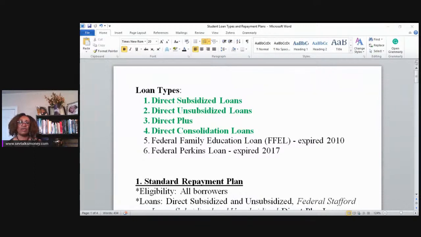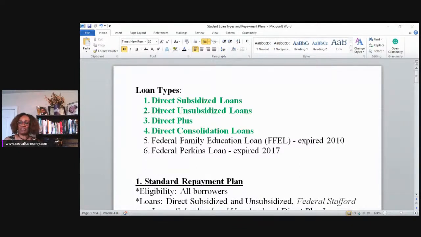Can you see the document? All right, I'm not getting a response. I'm going to assume that everyone can see the document.